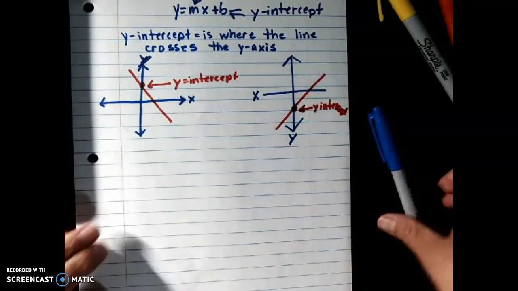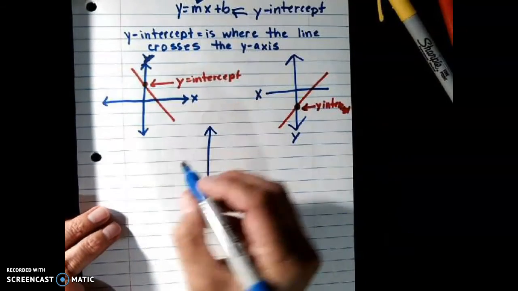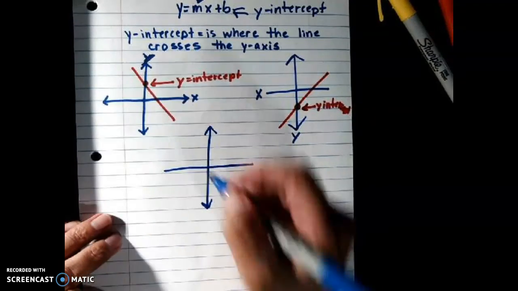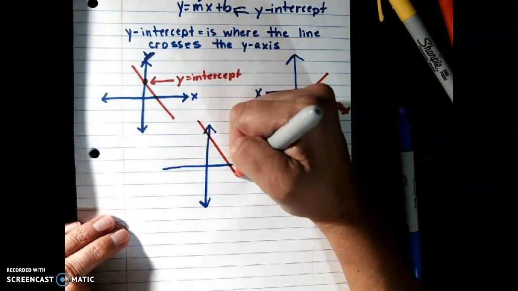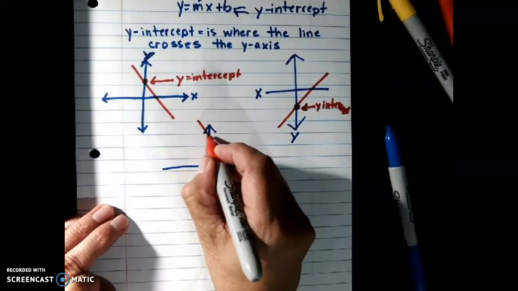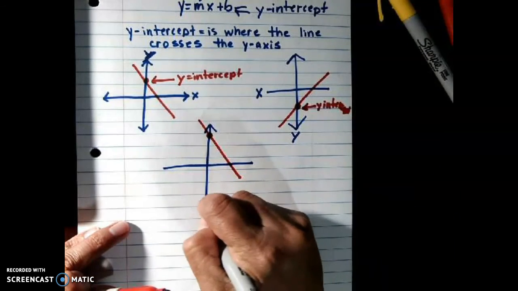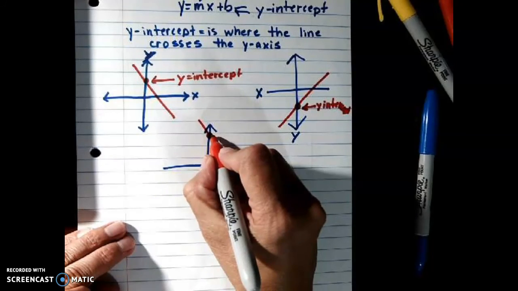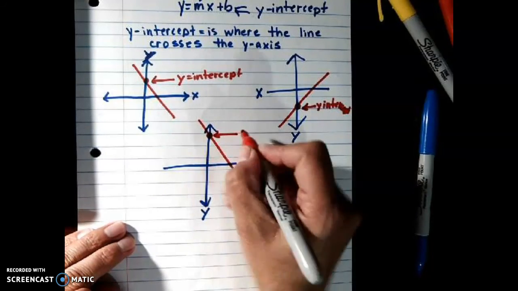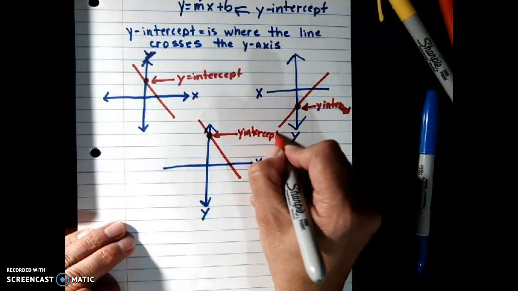Let me do one more example. Okay, wherever it crosses, right there, here's the y-axis, here's the x-axis. Wherever it crosses, whatever number that is the y-intercept. Wherever it crosses.